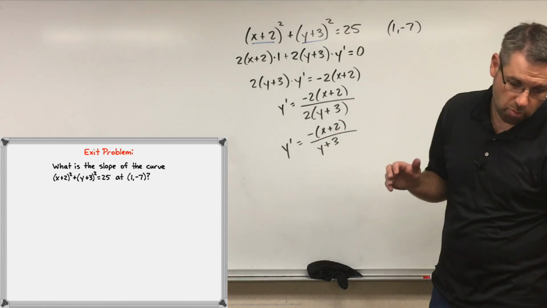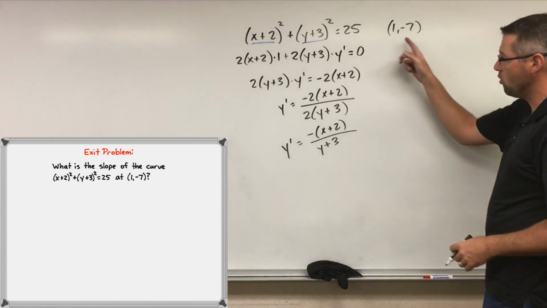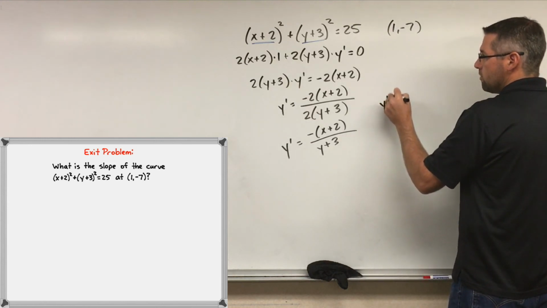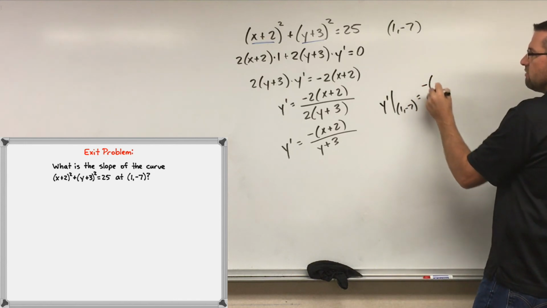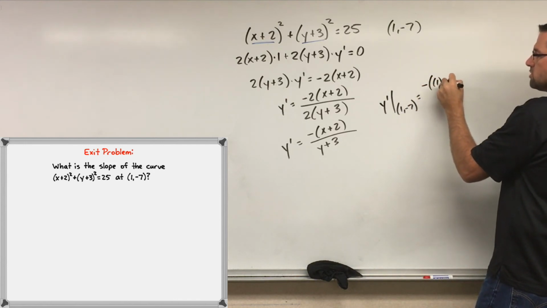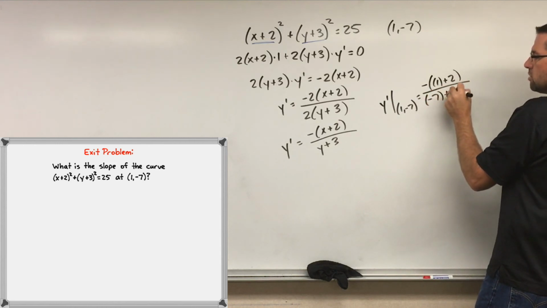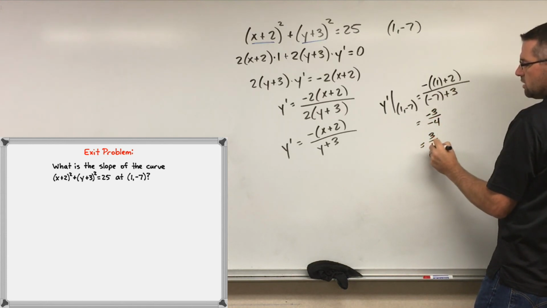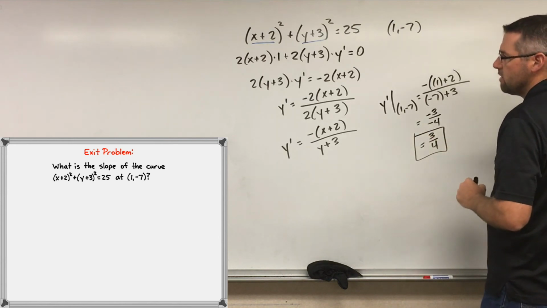It said what is the slope of the tangent line, the slope of the curve at this point. So all we need to do now is plug in (1, -7) into that. So we end up with negative (1 + 2) over (-7 + 3). And so we end up with negative 3 on top, negative 4 on the bottom. So again, we have a slope of 3 over 4. Okay, that is our final answer.